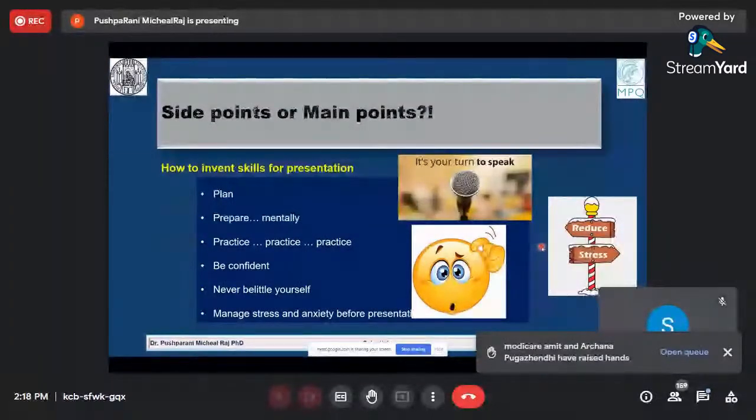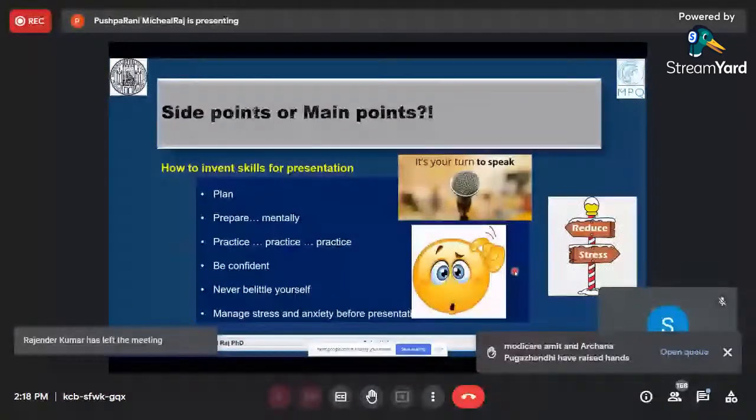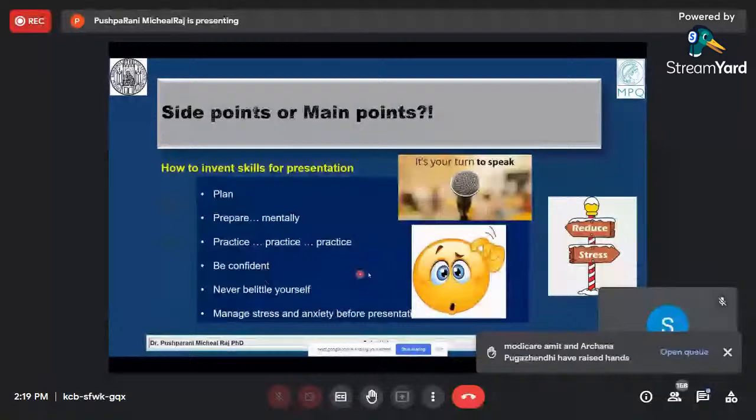It's not only before a presentation. In general, we have to bring down our anxiety and know how to handle stress, because stress is caused not by external factors but by internal factors. So mostly it is because of these two factors. When you're not confident and when you're belittling yourself, you get into stress. Just be confident of your work and go ahead.